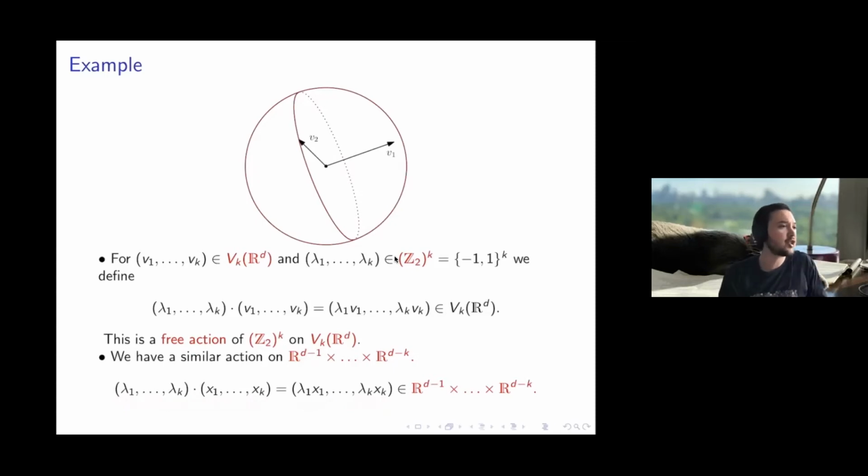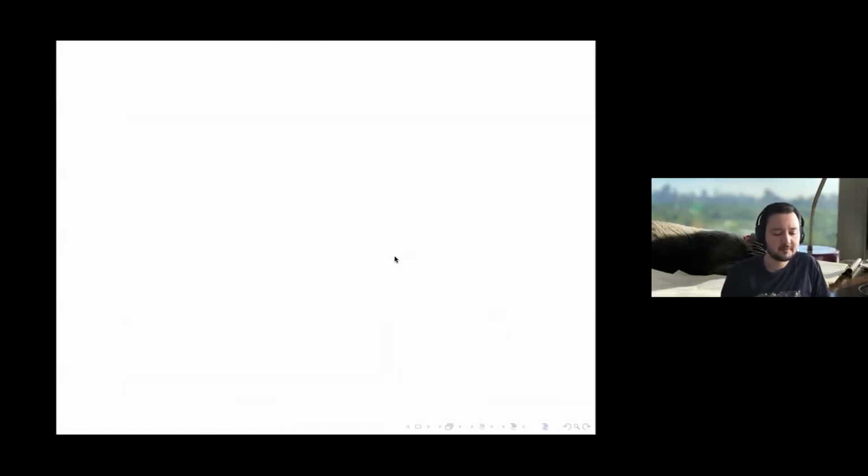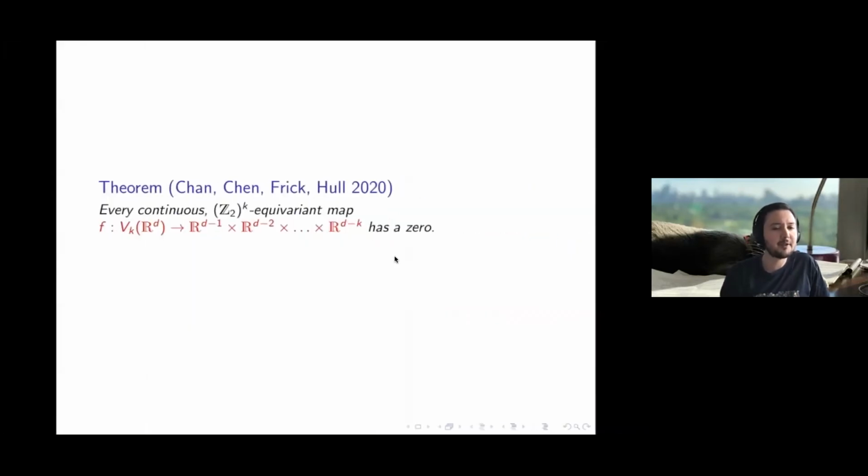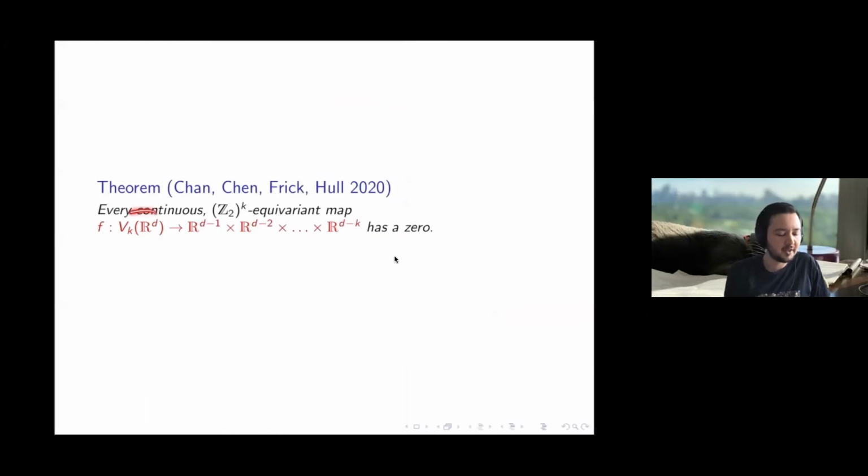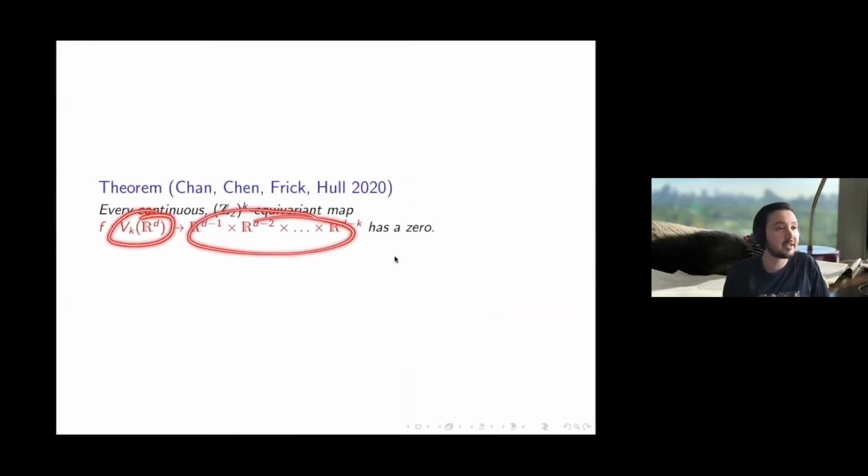So the big topological tool we're going to be using is the following result, that every continuous Z2-to-the-K equivariant map from this Stiefel manifold to the product I just told you has a zero. Now, if K is equal to 1, this is Borsuk-Ulam, because here we have a sphere, and here we just have the first term, and so we get exactly Borsuk-Ulam. So this is like an extension of Borsuk-Ulam.